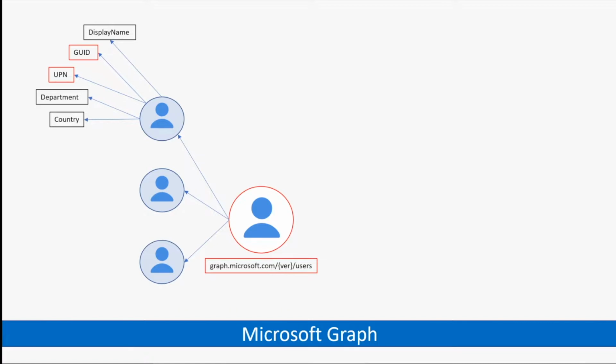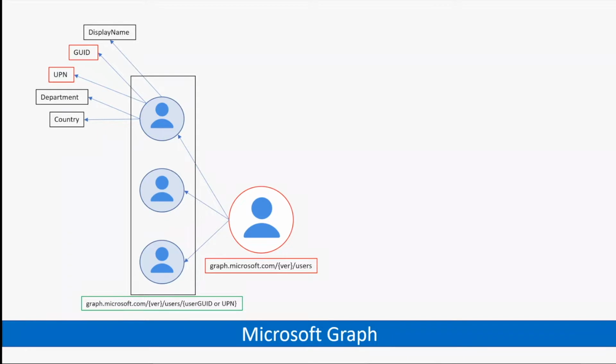To access one of those entities, you will go to graph.microsoft.com, whichever version, v1 or beta. You will put users as the object or the resource type, and then slash that particular GUID or UPN to access that resource. So this is how we access a single resource type, that is user.